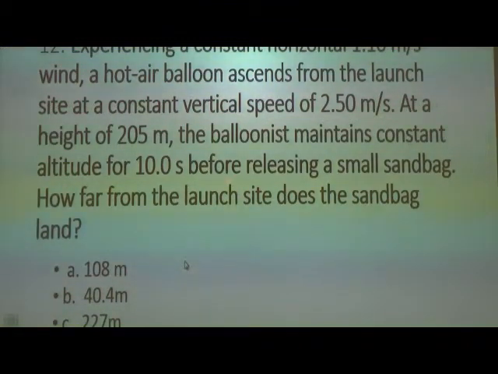So, right now, since it said he's maintaining this altitude, he's 205 meters above the ground, and he's maintaining that, so there's no change there. So you don't have to worry about it going up or down. And then he's going to release the sandbag when it's at 205 meters. And so you want to know how far it's going to land from the launch site. So right now, do a sketch and see if you could figure out this answer.